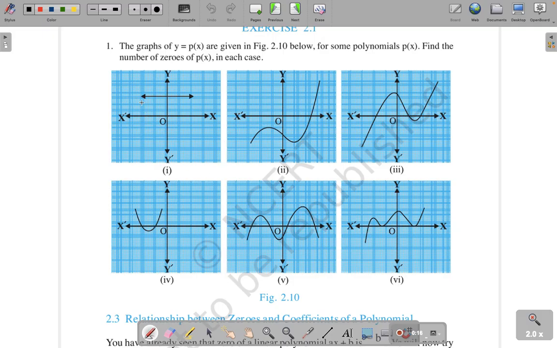Okay, how many zeros are there? 0. Only 1. 3. 2. 4. 3.